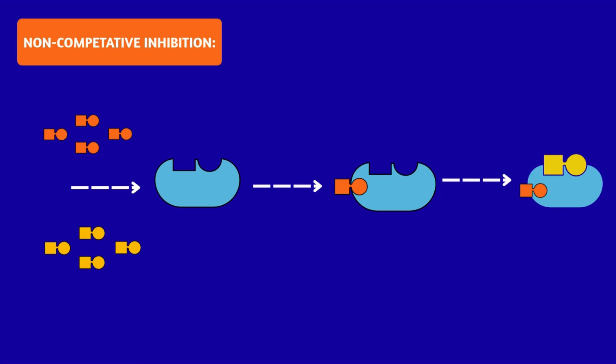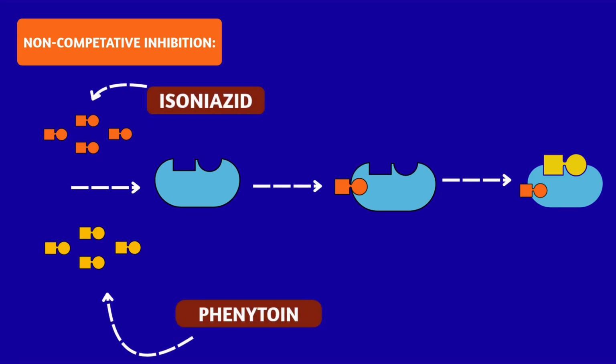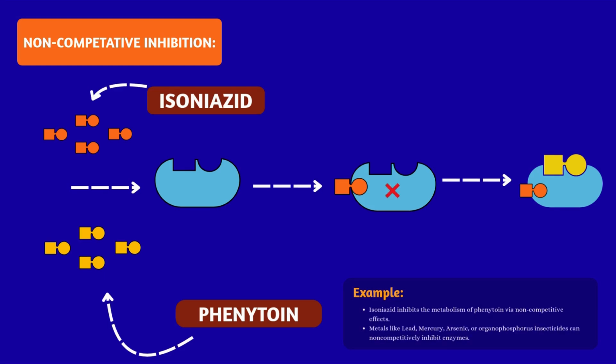Example, isoniazid inhibits the metabolism of phenytoin via non-competitive effects. So, if the patient takes isoniazid and phenytoin, even if the phenytoin drug molecule binds with the enzyme active site, isoniazid binds to the enzyme at a different site and makes the whole enzyme inactive. Since there is no competition for the active site, this type of inhibition is called non-competitive inhibition, and some other examples are metals like lead, mercury, arsenic, or organophosphorus insecticides, which can non-competitively inhibit enzymes.